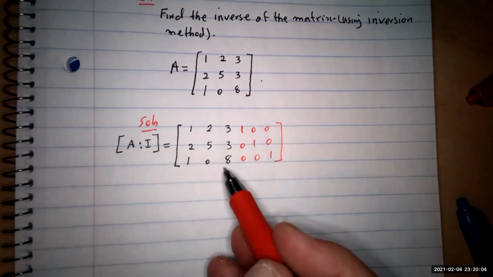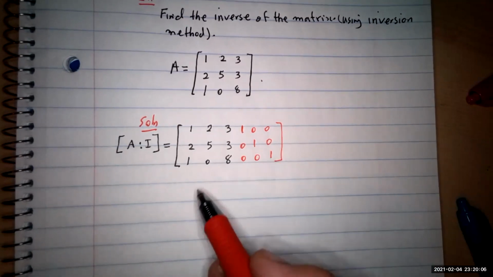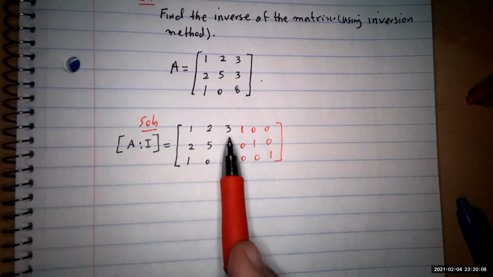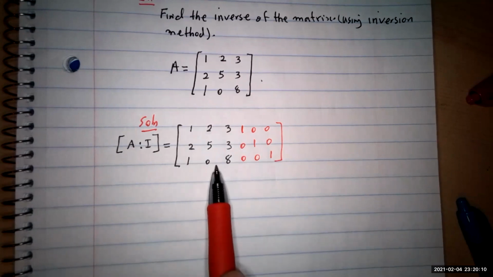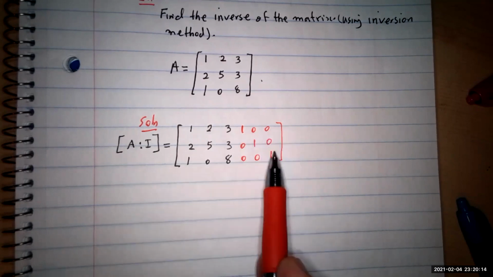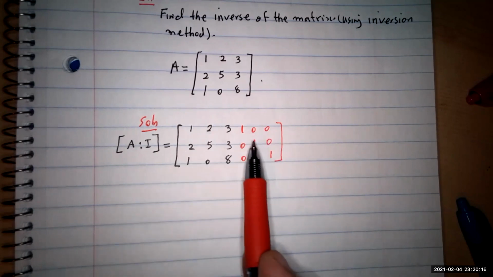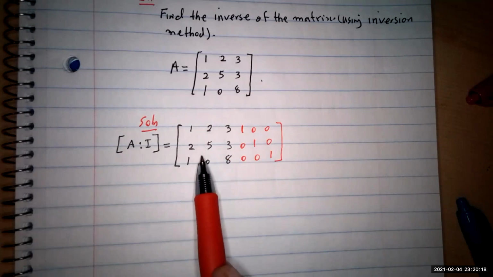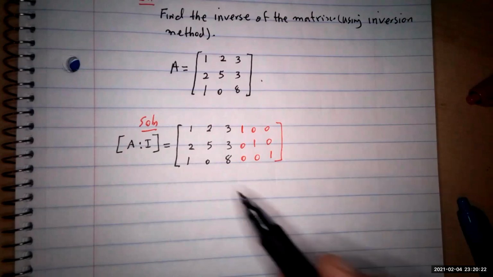So this is A and this is I. Work on this one. Change the first one into the identity. You have to do row operations, so you do the same thing to the second part. If you get the first one to be I, the second one would be the inverse, and then you're done. Okay, so go for it.